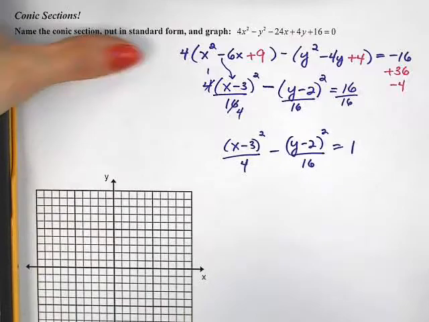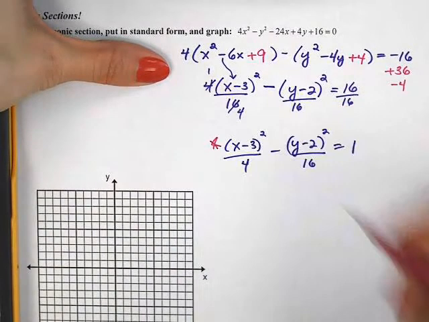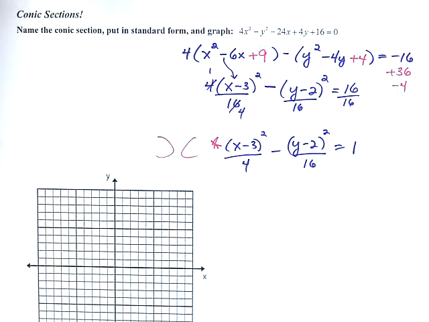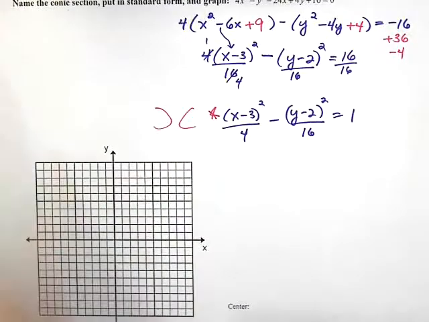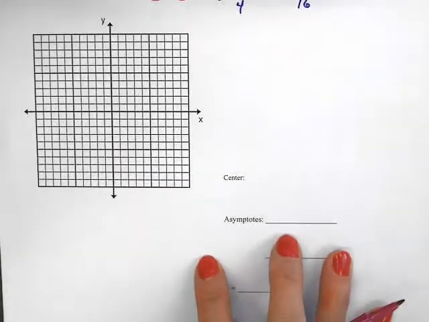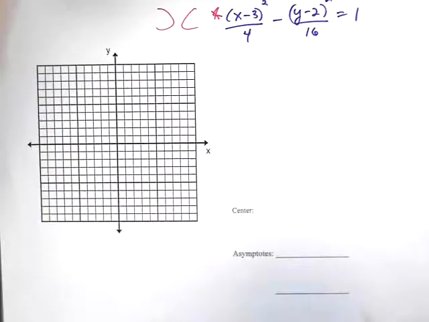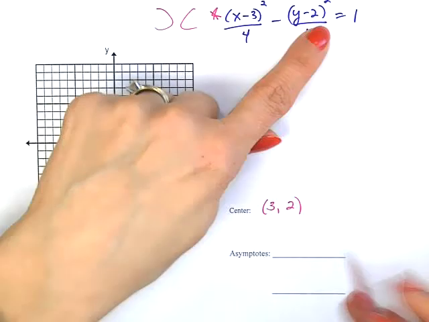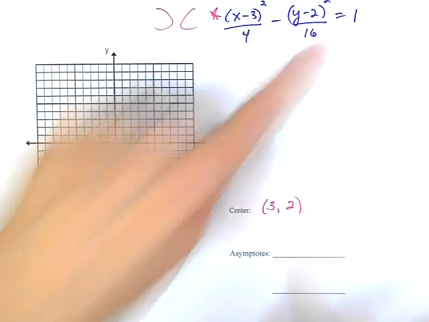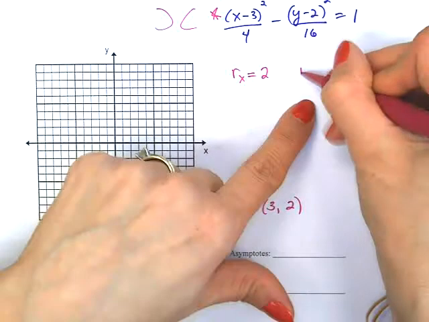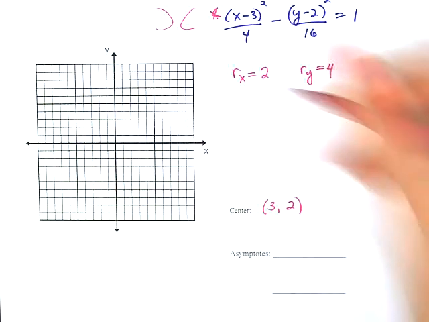Okay, so the transverse is x. That means the hyperbola is going left and right. Let's see, what is the center? Now that you have the square all completed, we can answer some questions. So the center is going to be 3, 2. Make sure it goes x and then the y. R sub x is 2 and r sub y is 4. Don't forget to square root them.